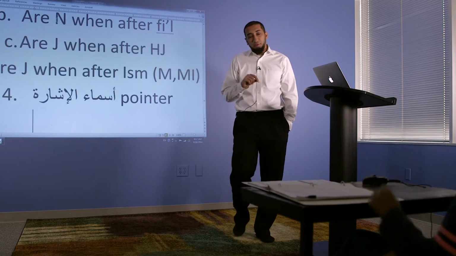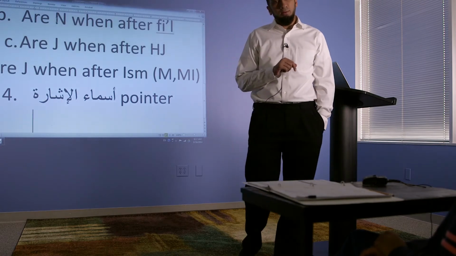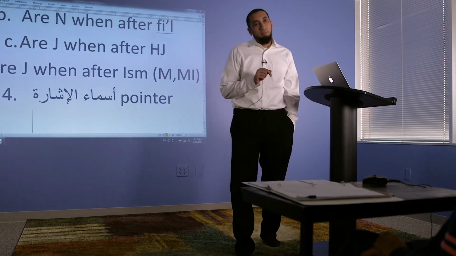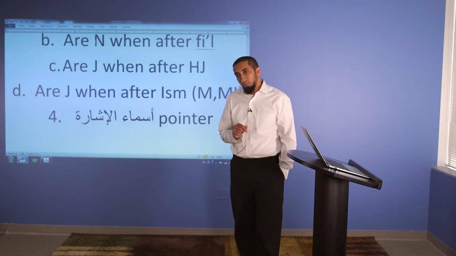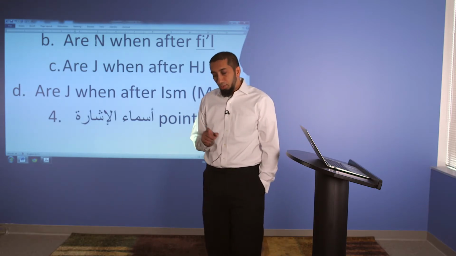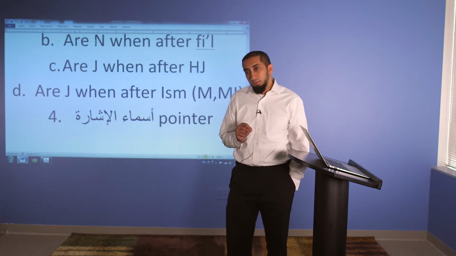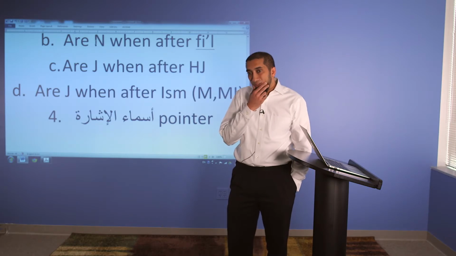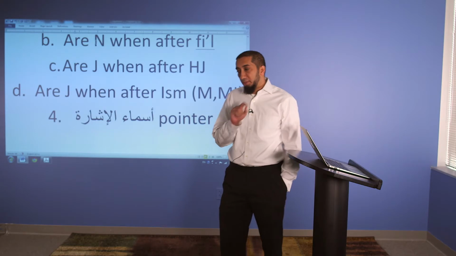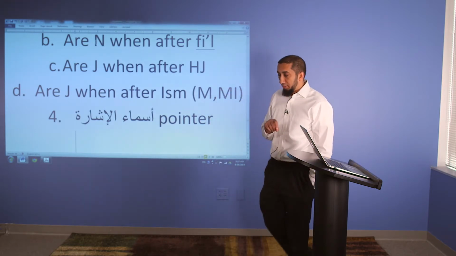So give me the raf and nasab jar of the pairs. هذان هذين. هاتان هاتين. ذانك ذينك. Good, you remember. Fantastic.